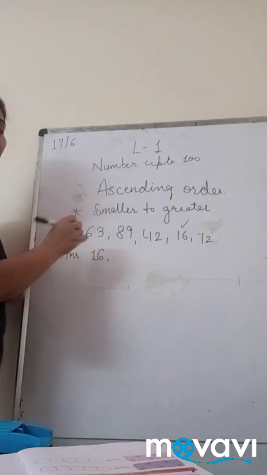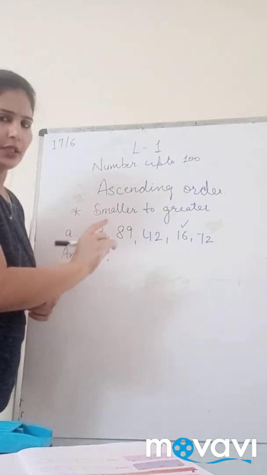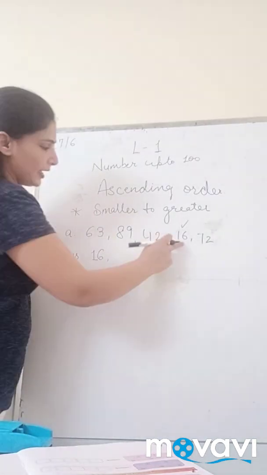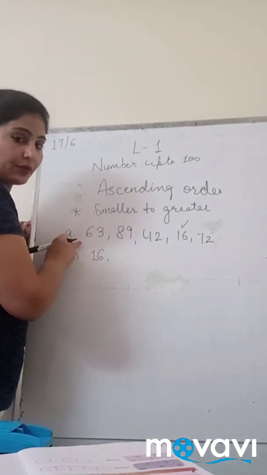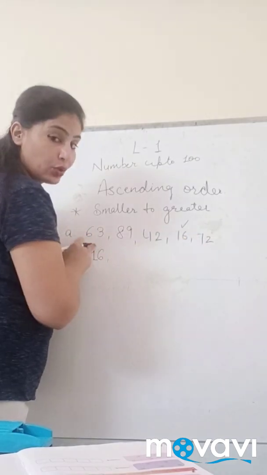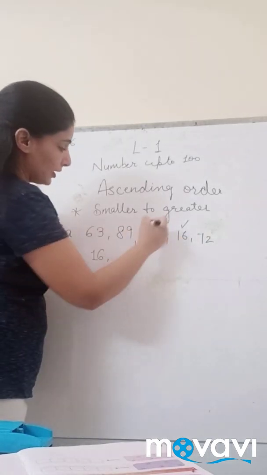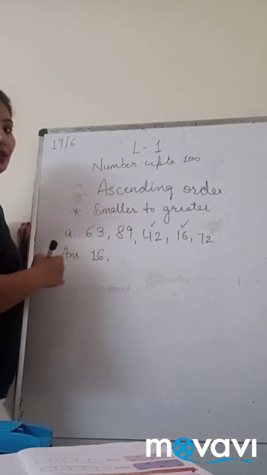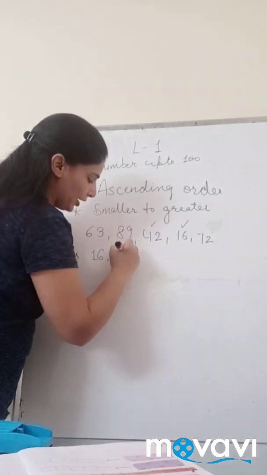After that, I will find the number which is bigger than 16 and smaller than the other numbers. So after 16, I can see there is no number of the 20 series. Now I can see that there is no number of the 30 series. Now I can see there is a number of the 40 series. 40 की series में से मेरे पास एक number है, तो I will write 42 here.